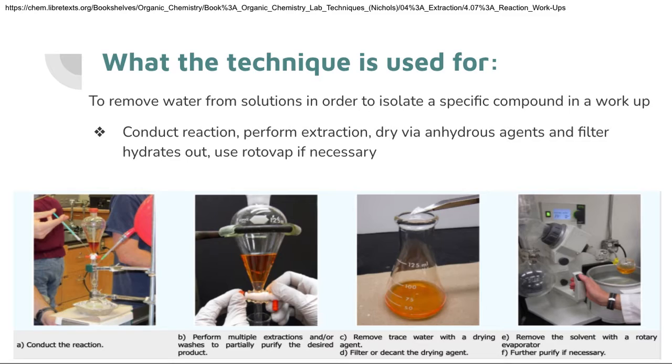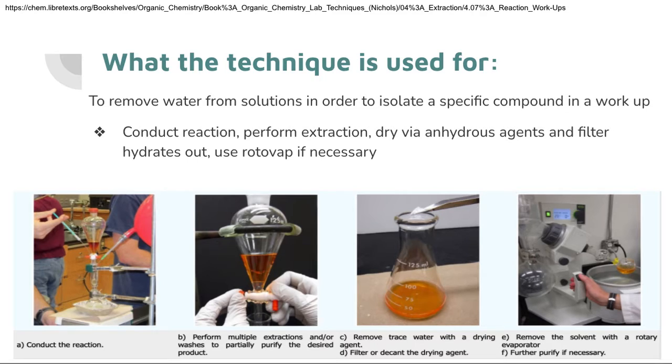You would use anhydrous agents to remove trace amounts of water from solution in order to isolate a specific compound. Drying agents are anhydrous inorganic materials that favorably form hydrates. You would use this in cases where there's another solvent and you're trying to remove water from it. Examples of these solvents would include diethyl ether, ethyl acetate, dichloromethane, hexanes, and more.